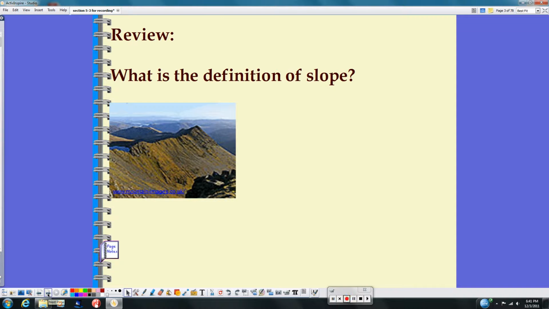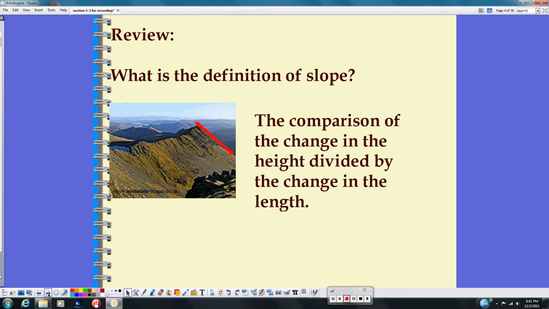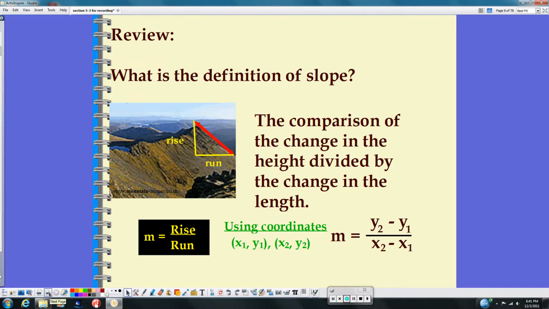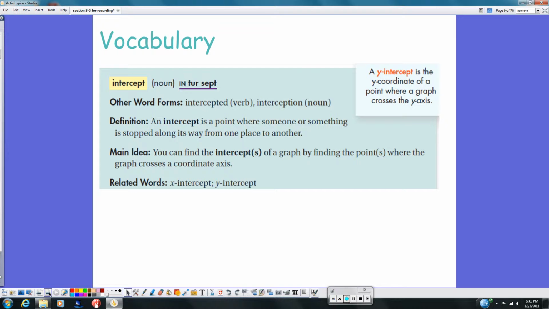Let's take a look at the definition of slope and review that for a moment. We talked about the definition of slope in several ways. We talked about the fact that slope is a comparison of the change in the height divided by the change in the length. We also talked about the fact that slope is rise over run. And we also talked about slope using coordinates, y2 minus y1 over x2 minus x1.